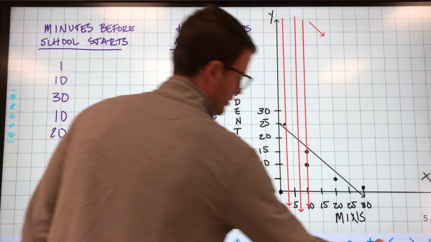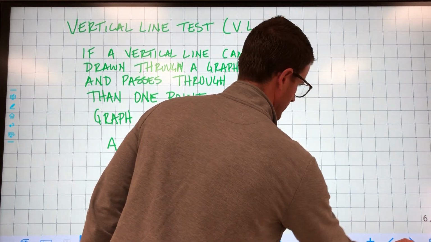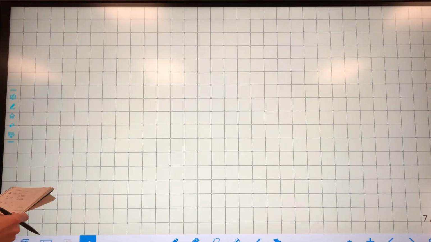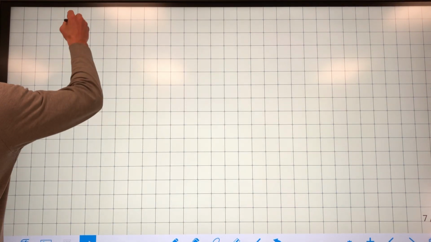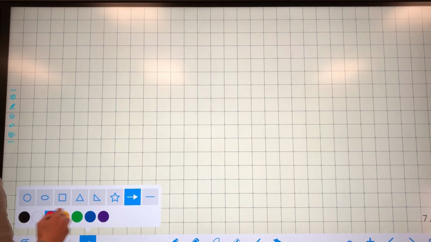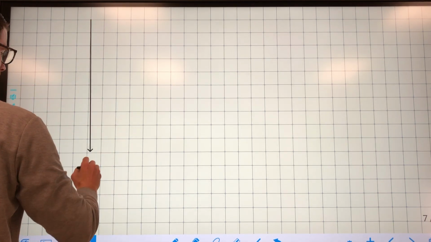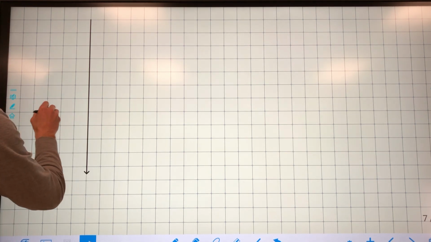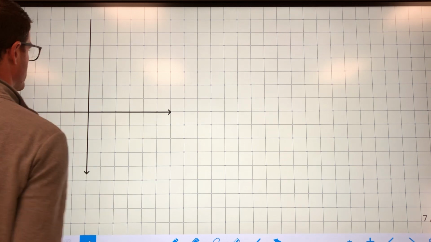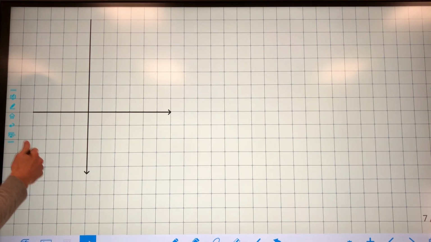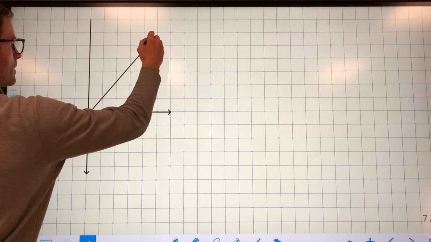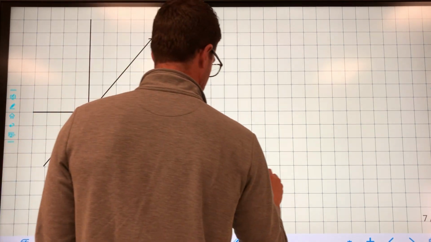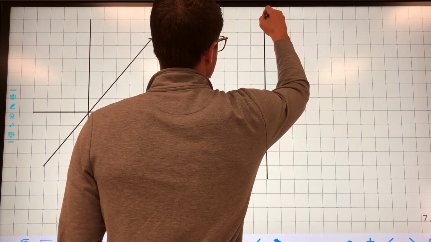Let's do a couple more examples of our vertical line test. Here's our graph, and there's one. See if you can, why don't you guys try doing these and see if they pass the vertical line test.